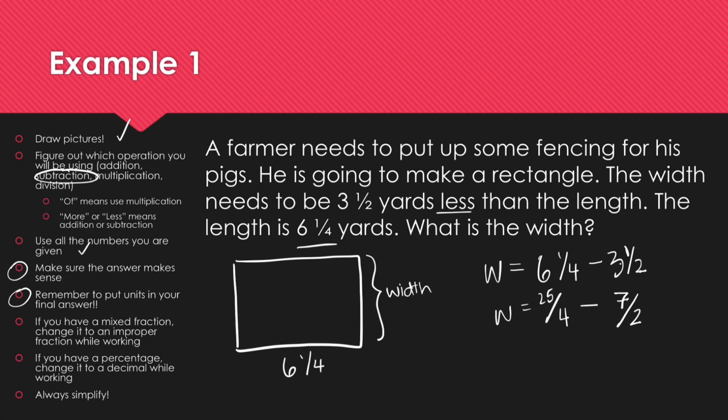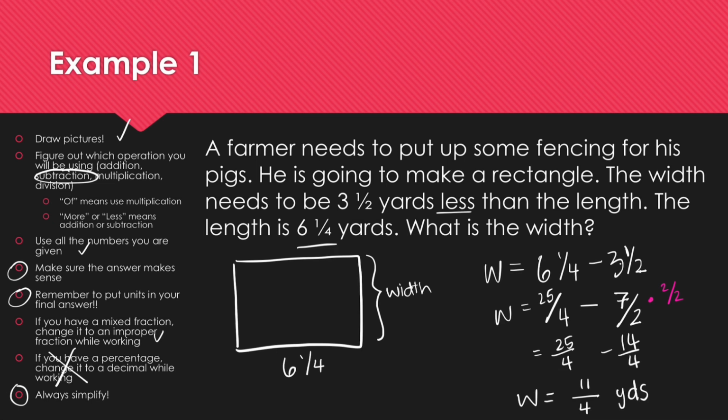Okay, so I've done this. I don't have a percentage, so I don't really have to worry about that, and then we'll come back to simplifying later. Okay, so let's check. First, to subtract, I do need to have the same denominator, so I'm going to multiply this by 2 over 2. And what that does is it makes it 25 over 4 minus 14 over 4. Now my denominators match, and I can just subtract the tops. 25 minus 14 is 11 over 4, and that's my width.